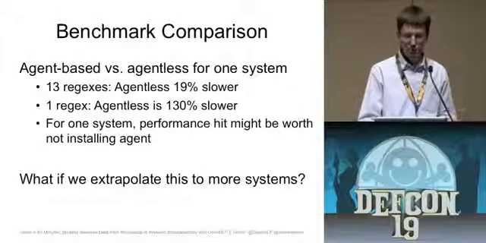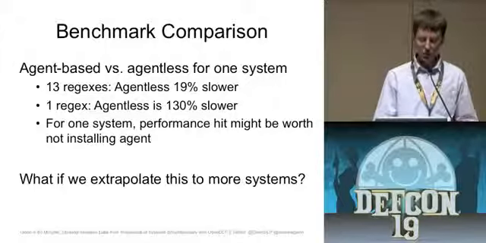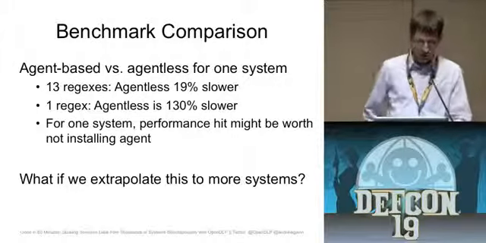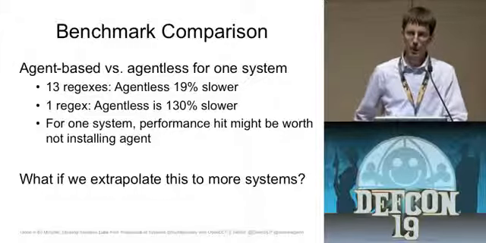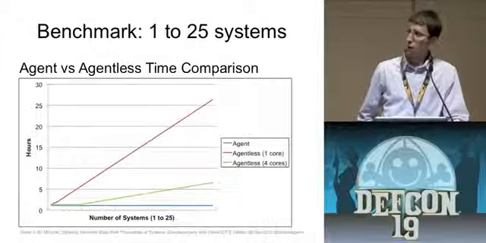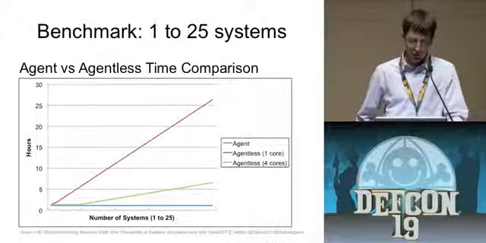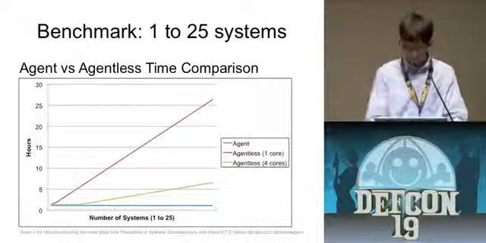So for just one system, it's only really 19% slower, but if we extrapolate this to more systems, we see here the blue line is the OpenDLP agent, which remains flat at just about 1 hour. And the agentless scanner with 1 core for 25 systems will take over a day. Just 25 systems takes over a day.